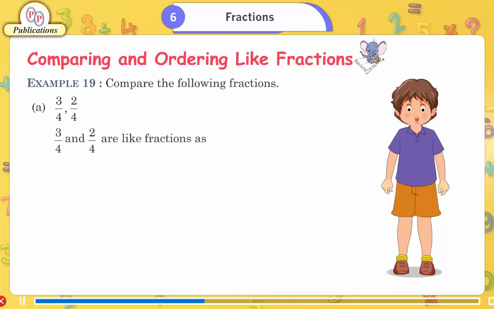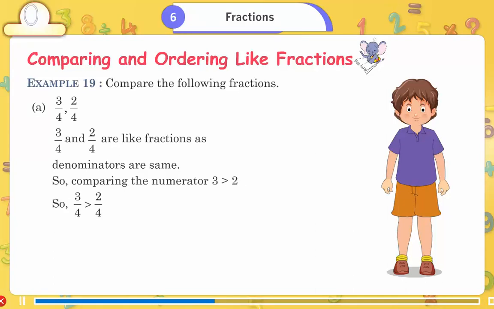3 upon 4 and 2 upon 4 are like fractions as denominators are same. So, comparing the numbers, 3 is greater than 2. So, 3 upon 4 is greater than 2 upon 4. Answer: 3 upon 4 is greater than 2 upon 4.